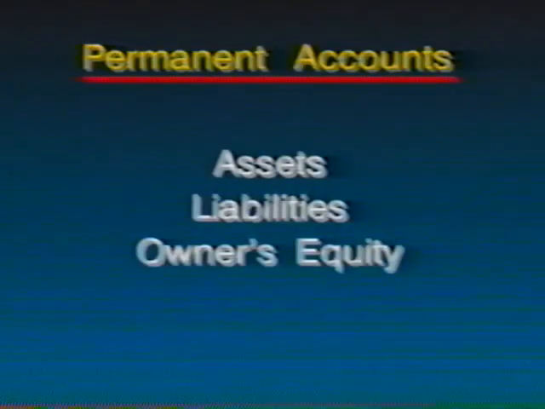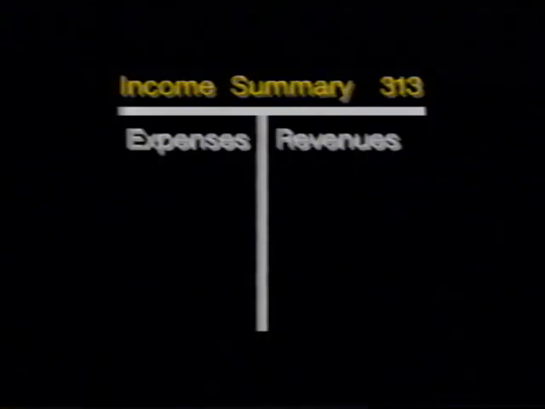Your assets, liabilities, and capital accounts are your balance sheet accounts. These are called permanent accounts. Their balances are carried over from one accounting period to the next. Income summary is a special temporary account used in the closing process. It's a summary of the income statement accounts, revenues on the credit side and expenses on the debit side.